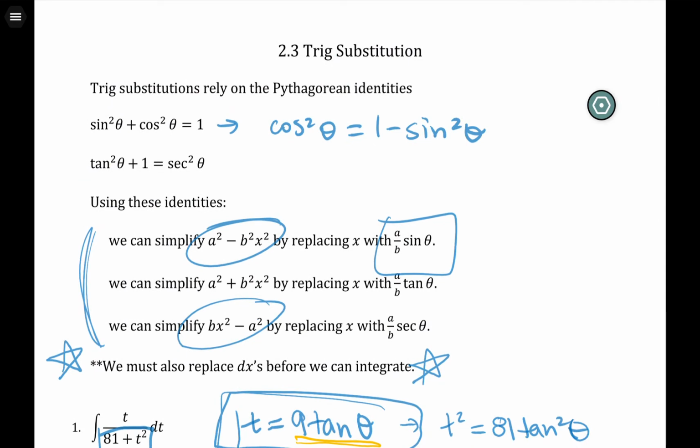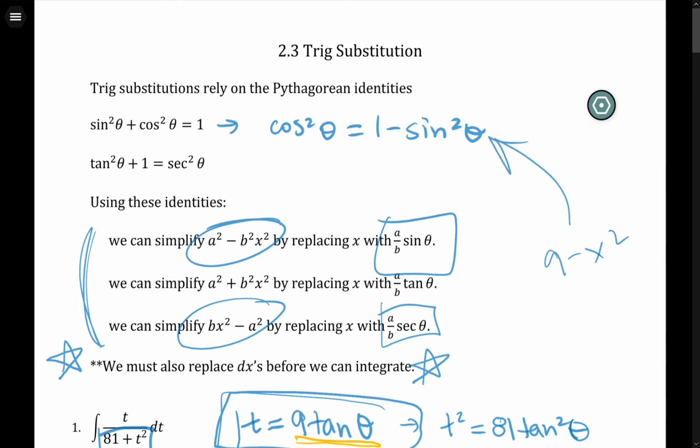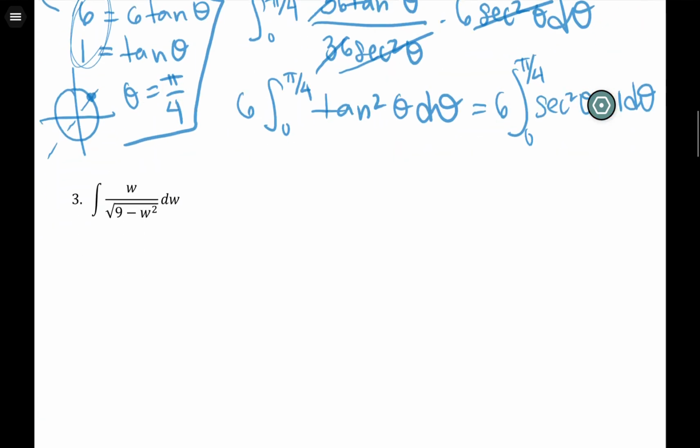Our little tips at the top: if we have a difference of squares, we're either going to use a sine or a secant. Since we had a 9 minus x squared, we definitely want the sine. We're going for this that I have right here, where if we can get down to a 1 minus sine squared, we can replace it with cosine squared. So we're going to use a sine in this problem.